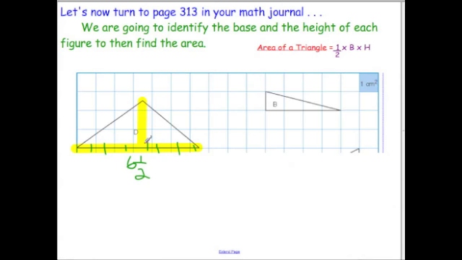And now we have to do our height, so we're going to go up. We go up 1 square, 2, and I would say that our very tip top of our triangle is at 1/2. So that would give our height 2 1/2. Now our formula is 1/2 times base times height. So we can take 1/2.